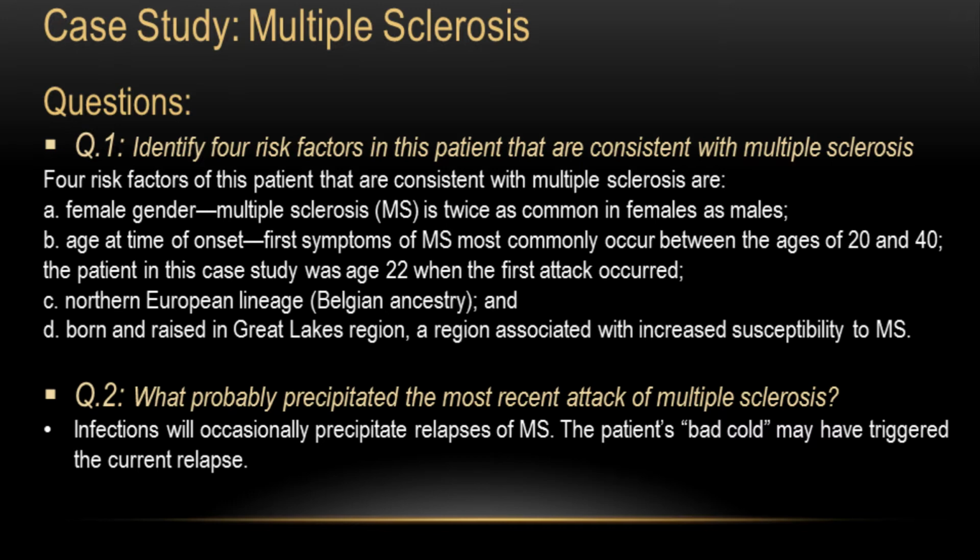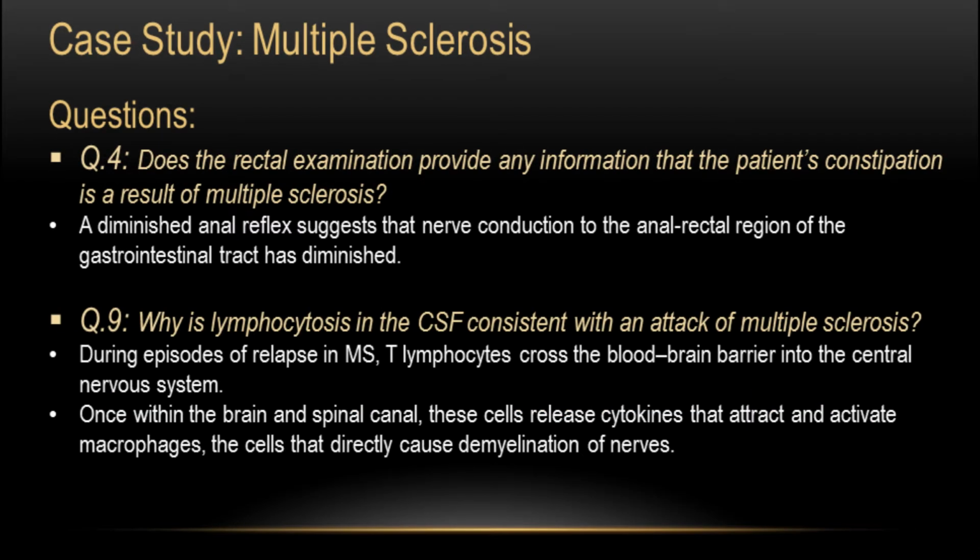What probably precipitated this most recent attack of MS in the patient? That was what? Bad cold. Bad cold may have triggered the current relapse because it lowers the immunity. Does the rectal examination provide any information that supports the diagnosis or the effect of MS on the patient's constipation? The answer is yes.